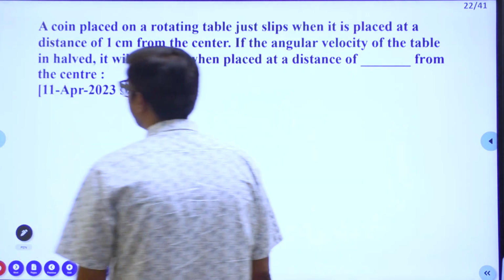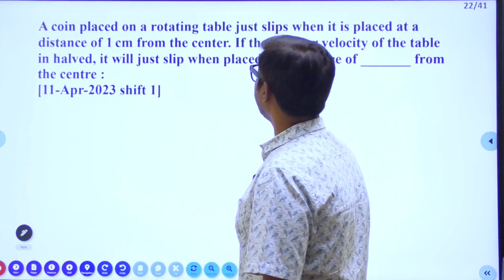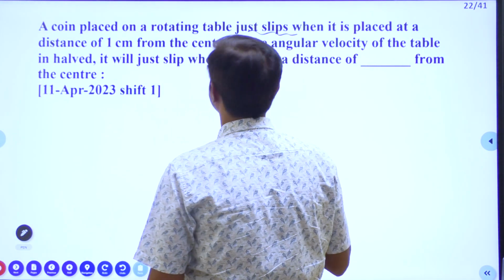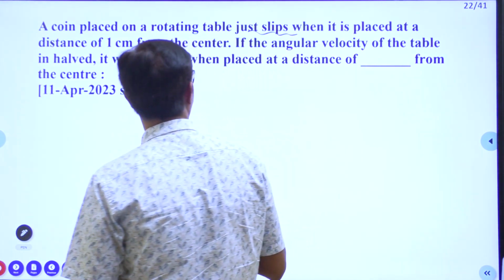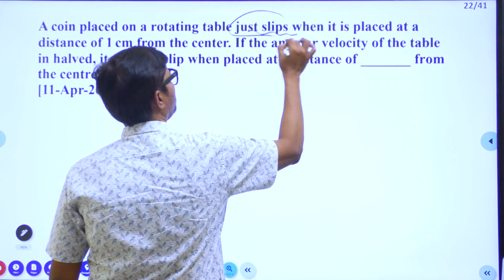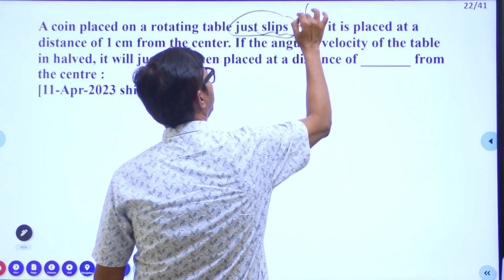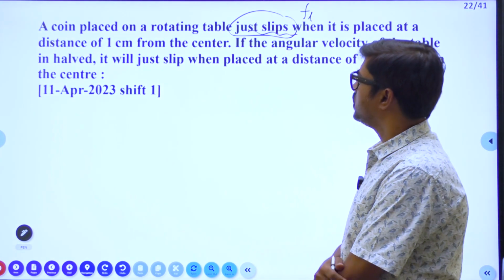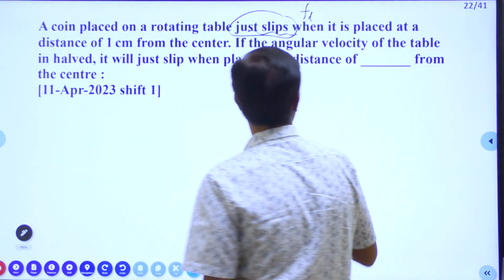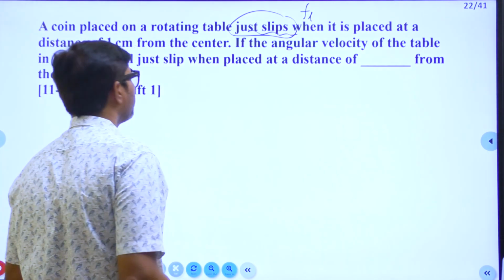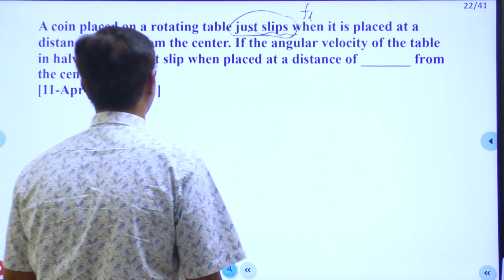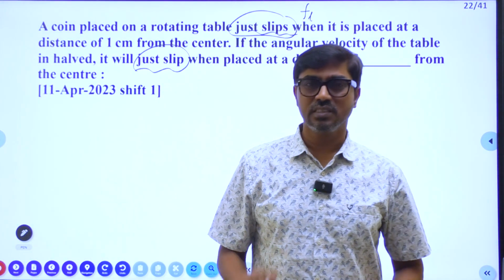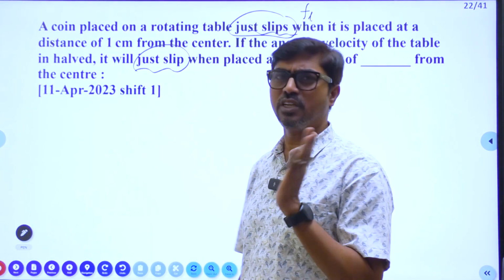Okay, read on. A coin placed on a rotating table just slips when it's placed at a distance of 1 centimeter. So whenever you see "just slips", immediately the trigger should be limiting static friction, at a distance of 1 centimeter from the center. If the angular velocity of the table is halved, it will just slip again when placed at a distance of... okay, a just-slipping situation they are talking about, meaning limiting friction.